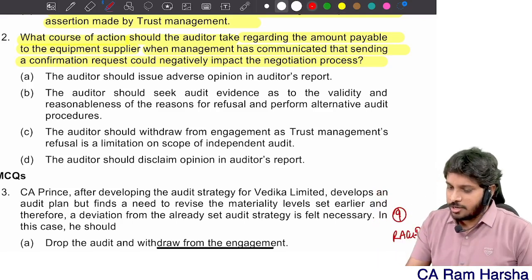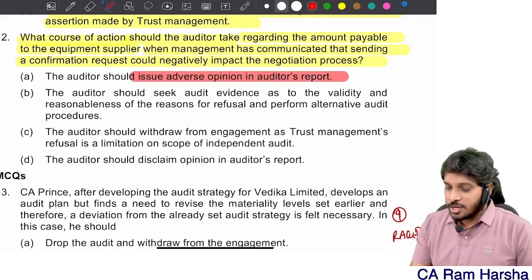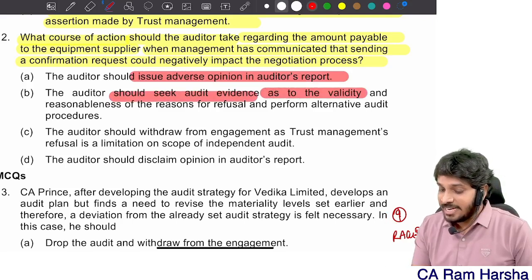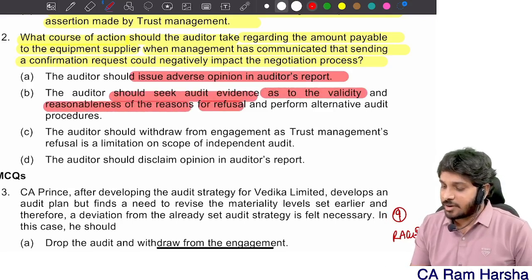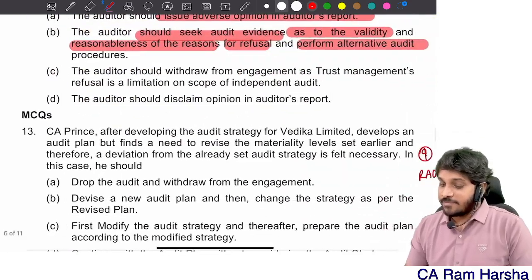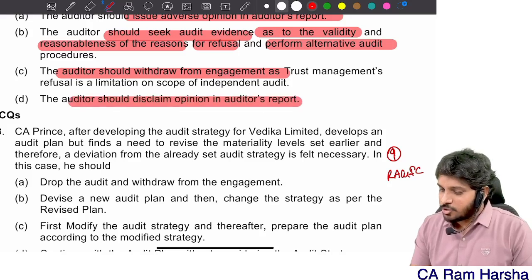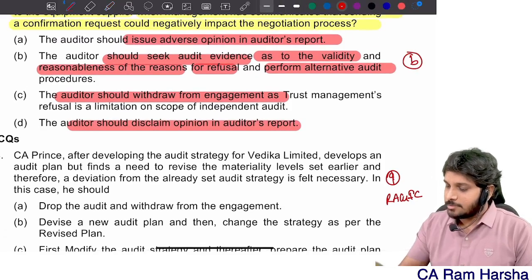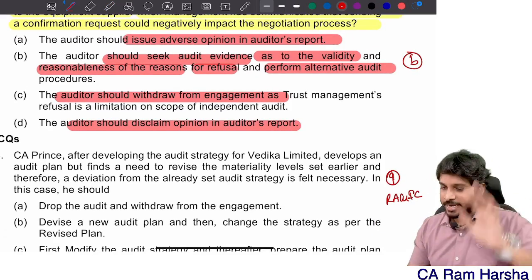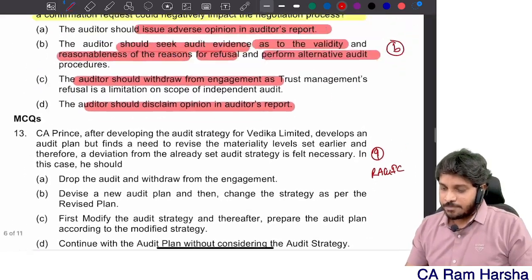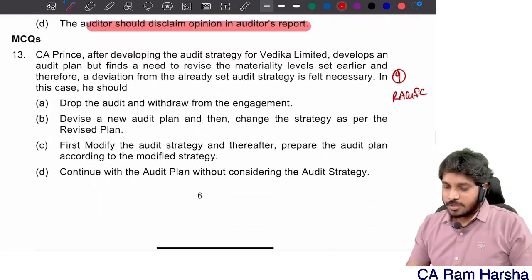First, the auditor should issue adverse. Wrong. The auditor should seek evidence as to validity and reasonableness of the reason for refusal and perform alternative procedures. Yeah, that is right. We'll see the next options also. The auditor should withdraw, not required. The auditor should disclaim, not required. B is most appropriate. Getting it? That's it. Next. So option is B. 13th question.